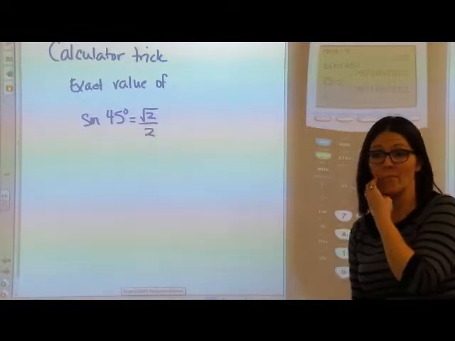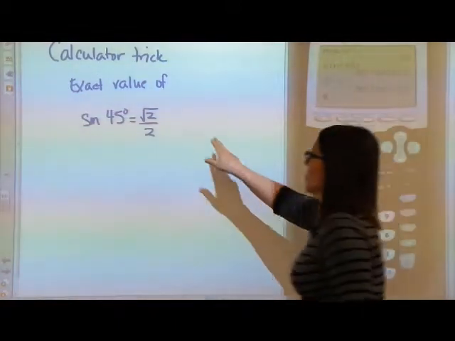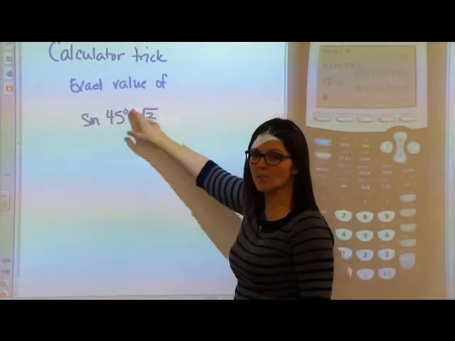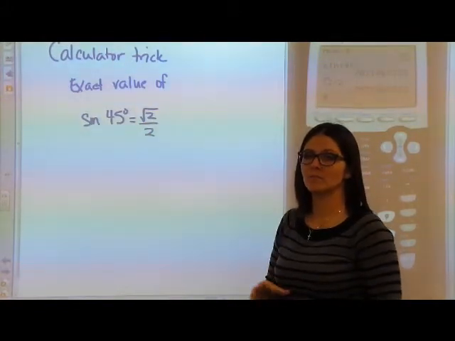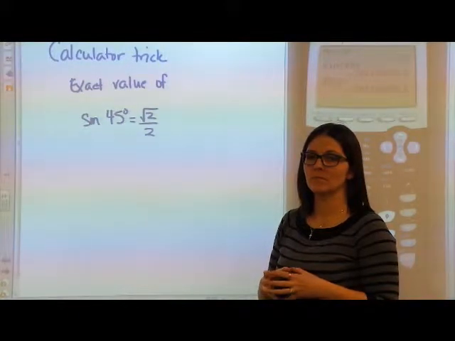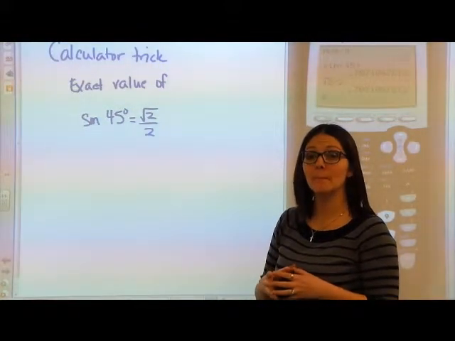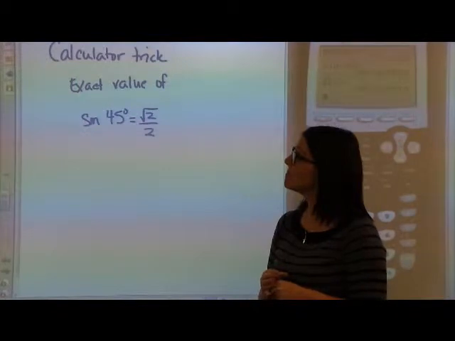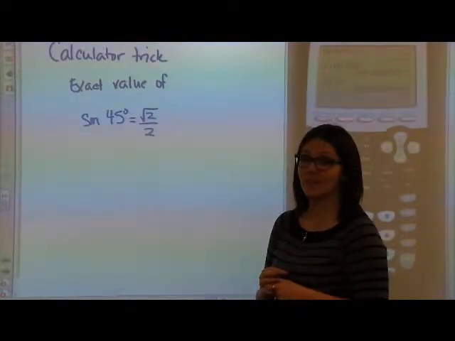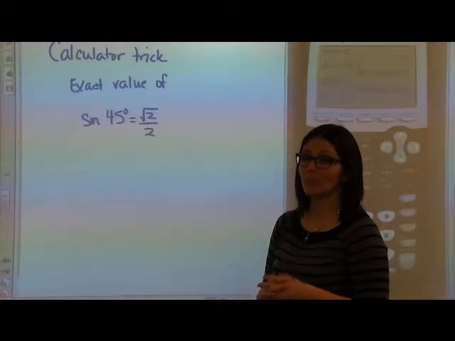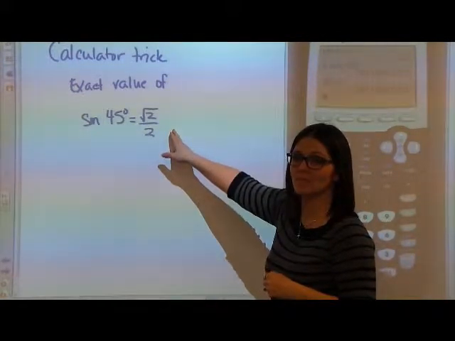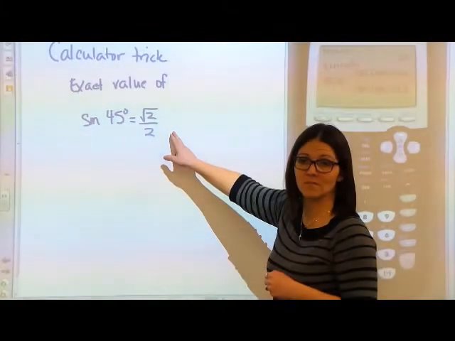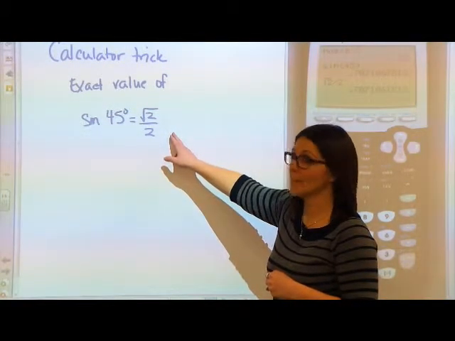So, what do I know about this number, this root 2 over 2? What number system would it belong to? Pardon? Real? It's real, so that's the biggest one it belongs to. What's the smallest one it belongs to? Is it a natural number? Natural numbers are counting numbers. Is this a counting number? No. Is it a whole number? Is it an integer? Is it a rational number?